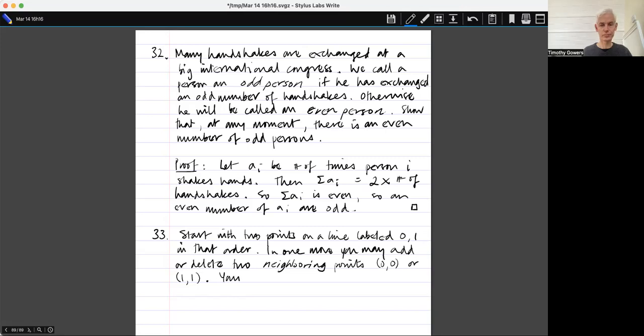Your goal is to reach a single pair of points labelled 1, 0 in that order. I have not understood this question at all yet. Can you reach this goal?